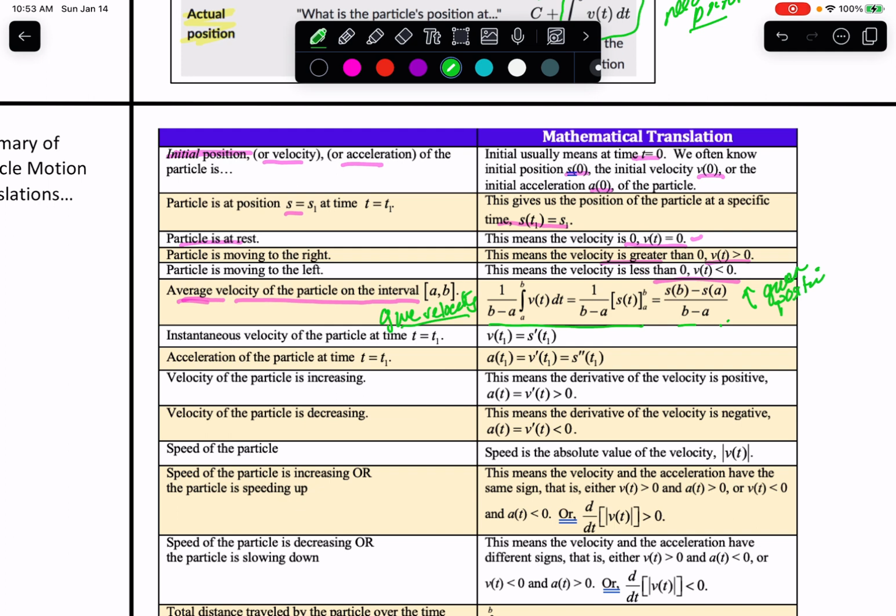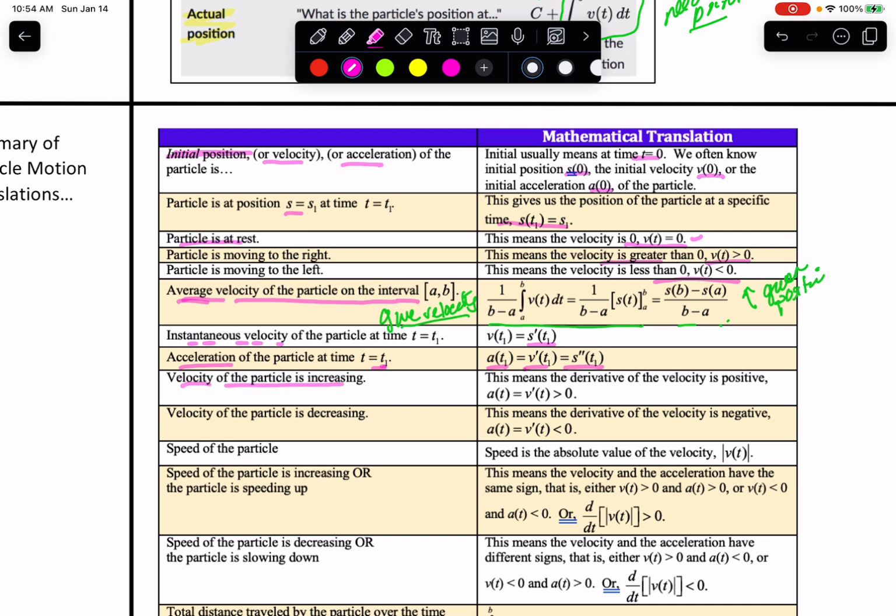All right, so going back, instantaneous velocity is the derivative of the position of the particle. So instantaneous velocity is v of t is s prime of t. Acceleration of the particle at time t, a of t, is v prime of t, which is the second derivative. So those are how you go back and forth between s of t, v of t, and a of t, and I think you know that.